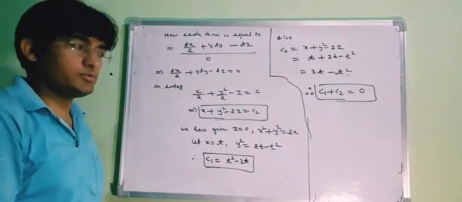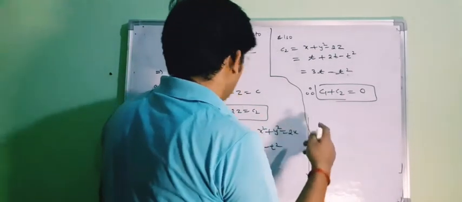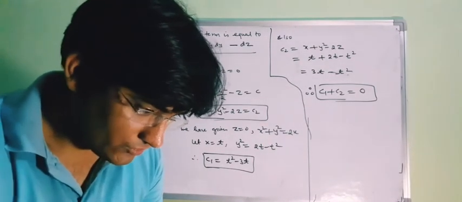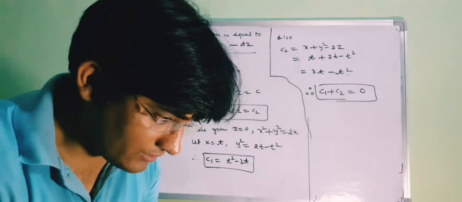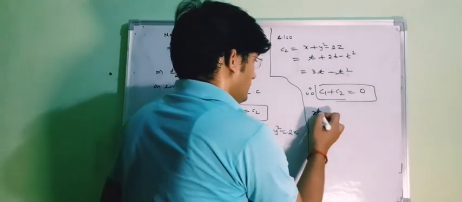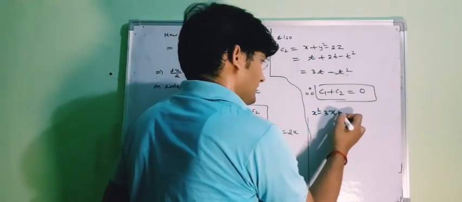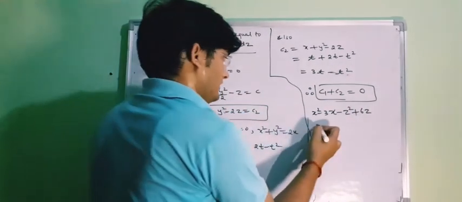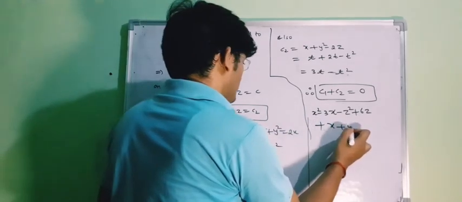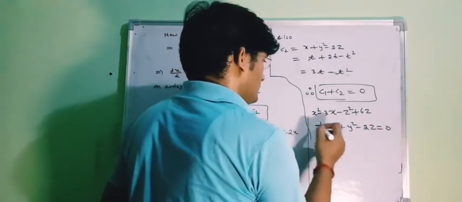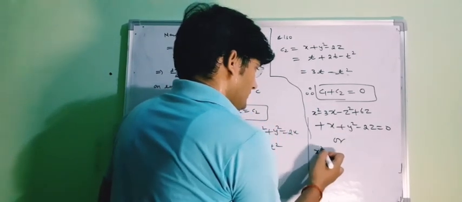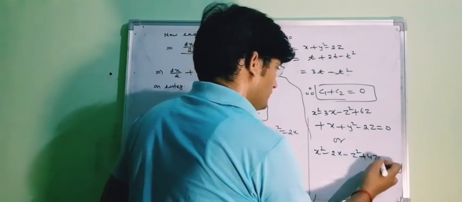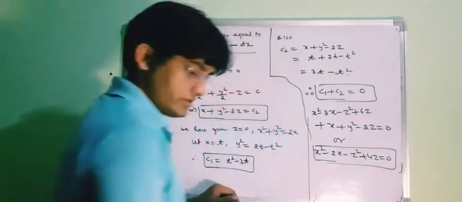Now let us put the values of C1 and C2. So our C1 was x square minus 3x, and then I think there was z square and plus 6z. This was your C1, and C2 is this one, x plus y square minus 2z equal to 0. So this is your answer. Or you can say x square minus 2x minus z square plus 4z equal to 0. So this is the equation of the integral surface.